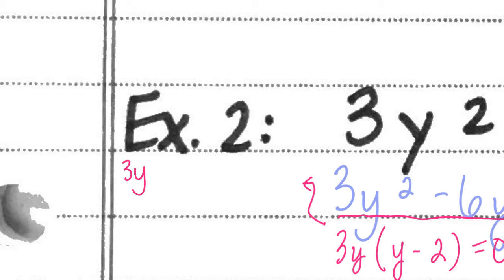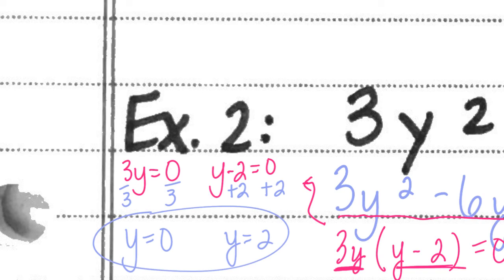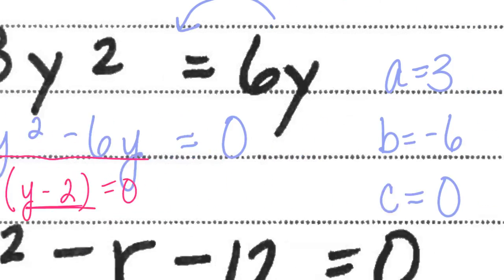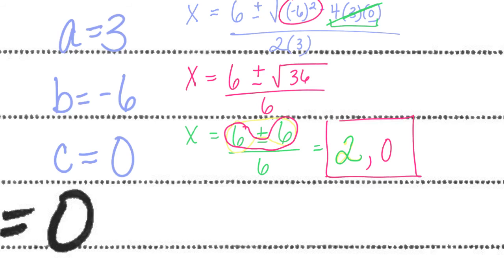So 3y is equal to 0. So I take this one, and then I take this one. Y minus 2 is equal to 0. So when I divide each side by 3 in this case, I get y equals 0. When I add 2, I get y equals 2. Was that the exact same answer I got? Yep, I got 0 and 2 right here. So notice my two solutions for y in this case were 0 and 2.